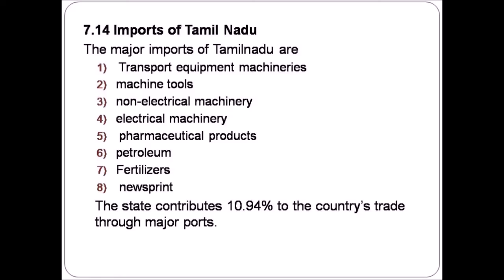Imports of Tamil Nadu. The major imports of Tamil Nadu are transport equipment, machineries, machine tools, non-electrical machinery, electrical machinery, pharmaceutical products, petroleum, fertilizers, newsprint. So these are the major imports of Tamil Nadu. Tamil Nadu contributes about 10.94% to the country's trade through major ports. Here, the trade includes both the export and the import.